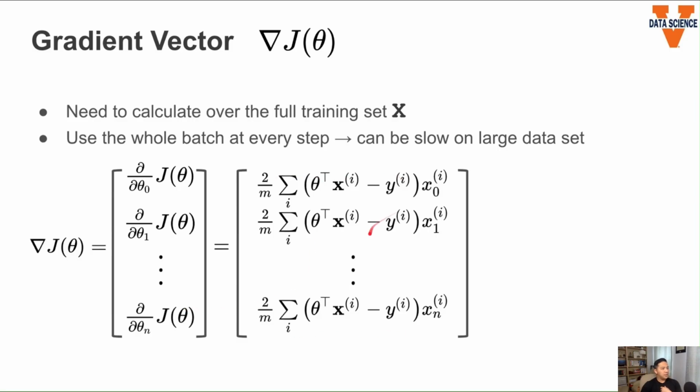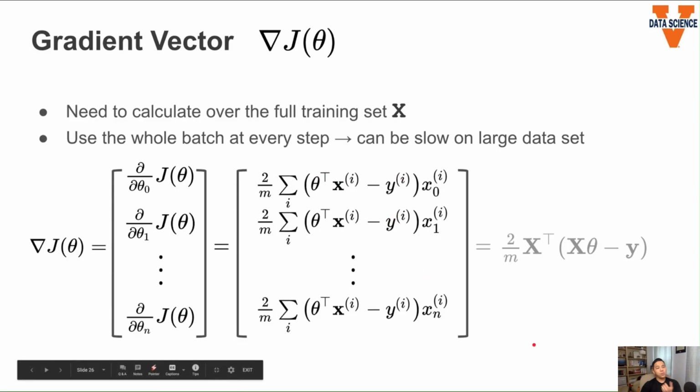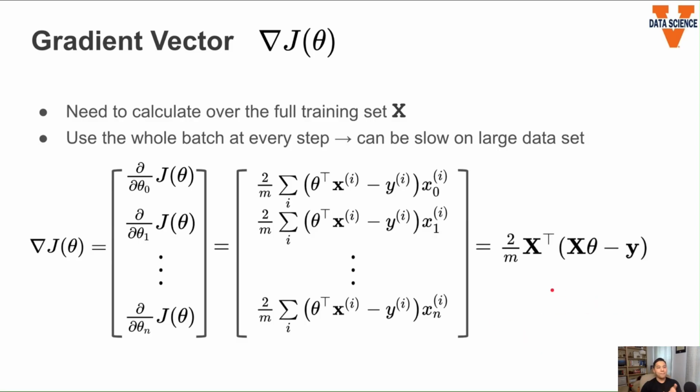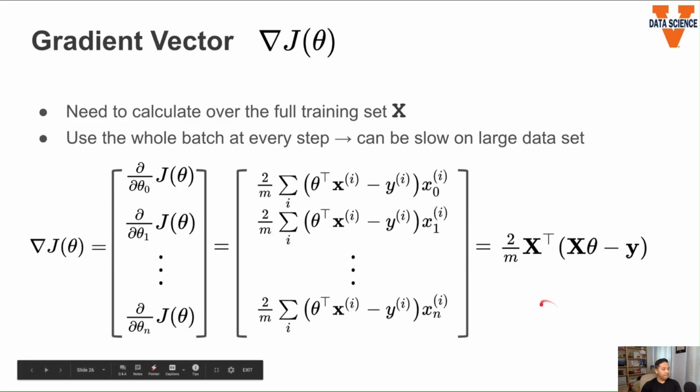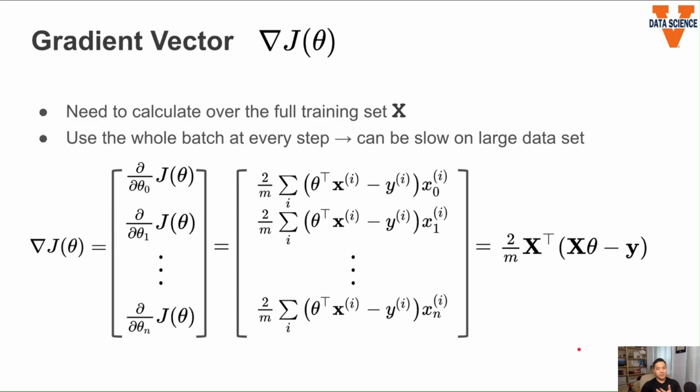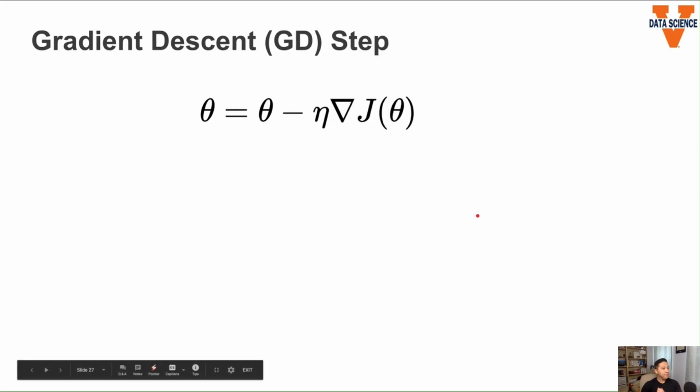So you end up with a vector like this, and you can rewrite it using linear algebra in a more compact matrix form. All the terms become X transpose, and inside the parenthesis, when you combine or vectorize this, it becomes just the matrix multiplication of X and theta minus the vector Y. So the gradient can be represented by this quantity, which is helpful to us because there's a nice compact form that we can use, right?